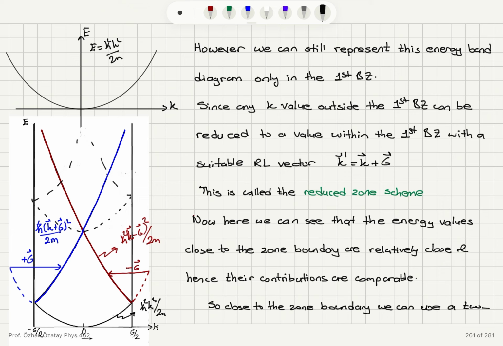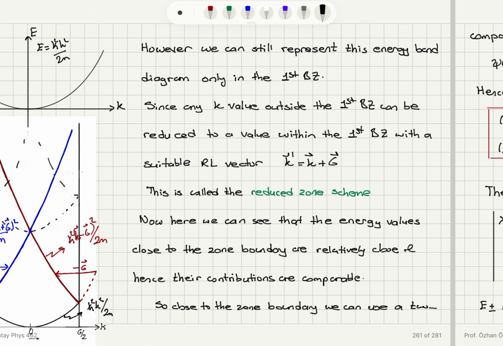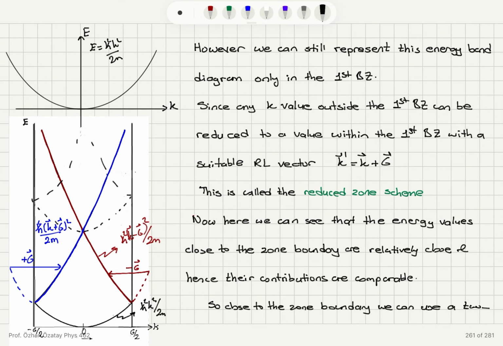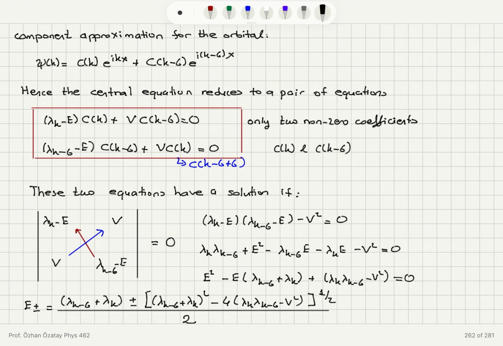And so we can see that here the energy values close to the zone boundary are relatively close, and hence their contributions are comparable. So close to the zone boundary, we can use a two-component approximation for the orbital. We can say psi is C(k) e^{ikx} plus C(k−G) e^{i(k−G)x}. So we're considering the k and k−G traveling waves here, for different k values.